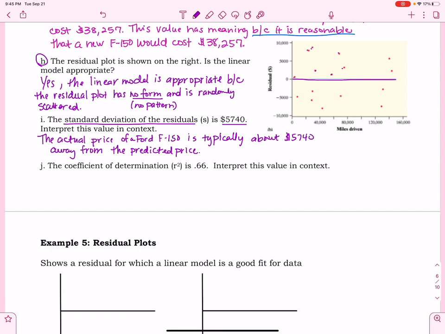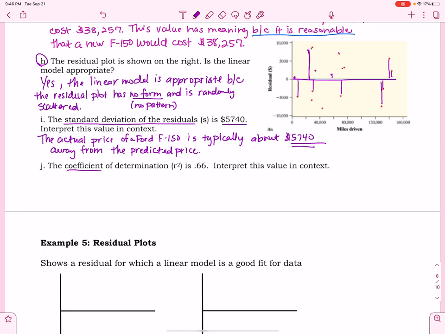So I want you to notice something. If you took all of these, some of them are farther away and some of them are a much shorter distance from the line, but they typically are going to balance out to be about $5,740 worth of difference. As you can see right here, this is very close to zero, but this one right here is like at 8,000. So that's what I'm talking about. If you balance all of them together, it makes sense that the typical distance of all these points away from this line is about $5,740.